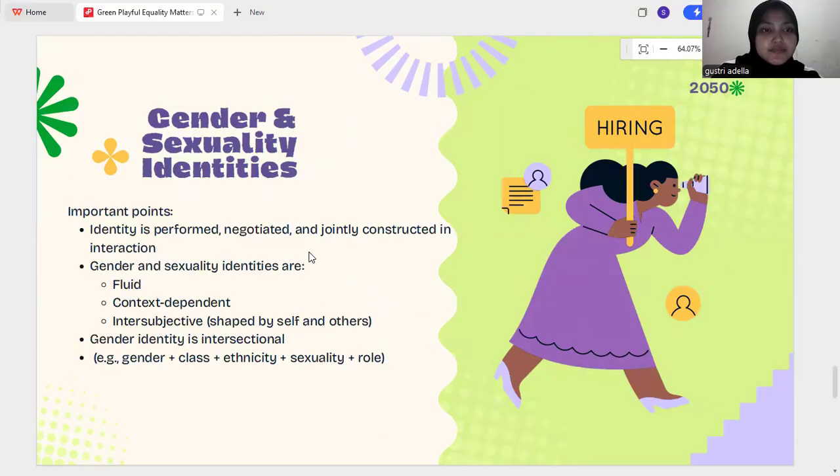The next are the important points. First, identity is performed, negotiated, and jointly constructed in interaction. The second, gender and sexuality identities are fluid, context-dependent, and intersubjective, or shaped by self and others. And the next is gender identity is intersectional, for example gender plus class plus ethnicity plus sexuality plus role.